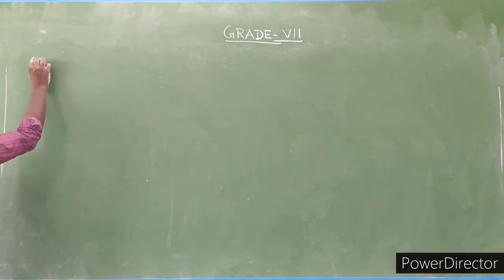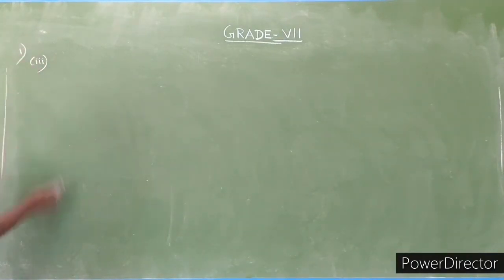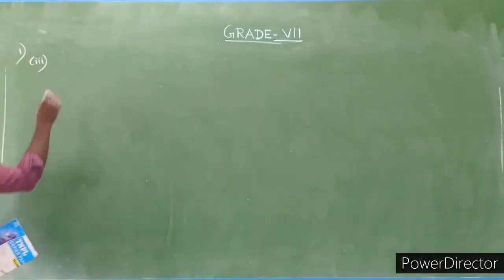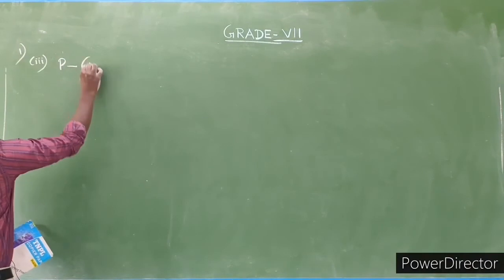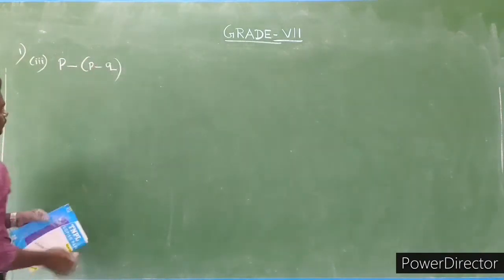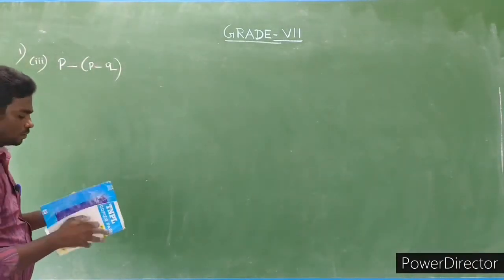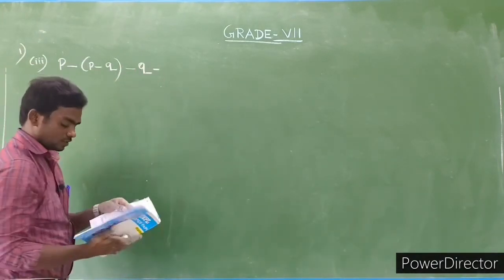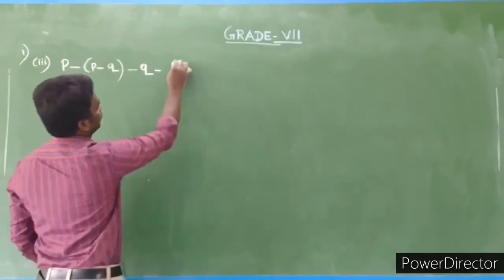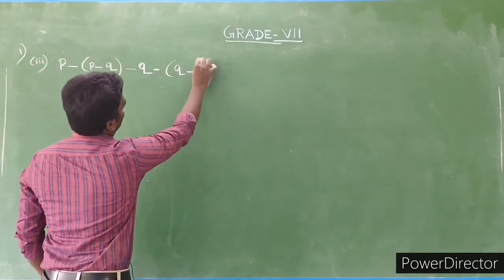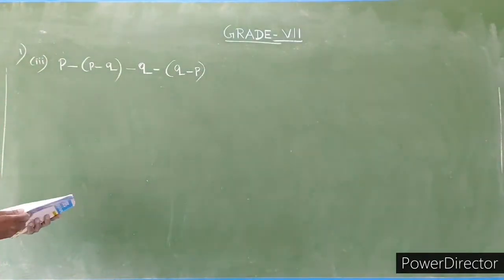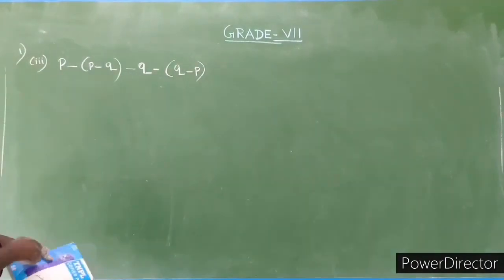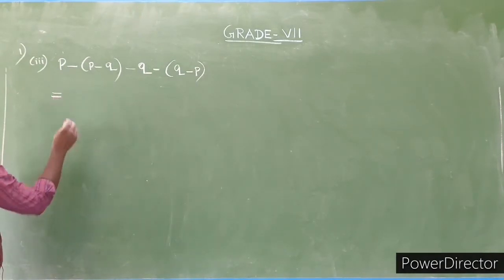Next, our third Roman. So first pattern, third Roman. What is the third one? P minus of P minus Q minus Q minus of Q minus P. The question is P minus of P minus Q minus Q minus of Q minus P. So we have to write it in simplified form. How to write this?